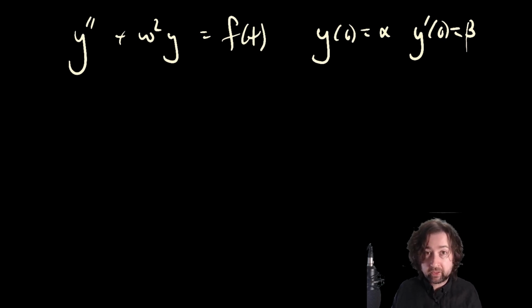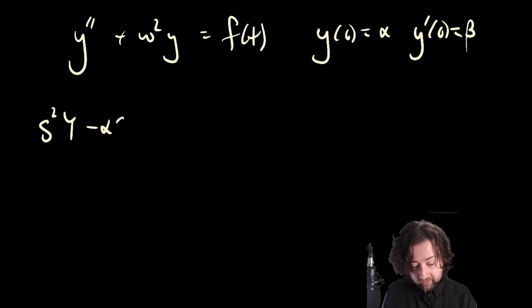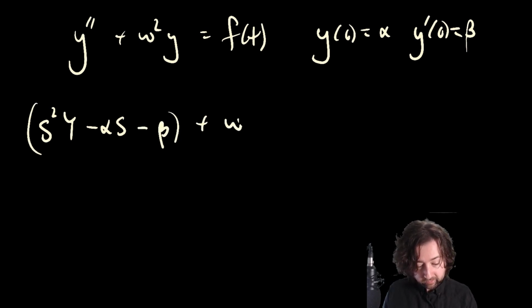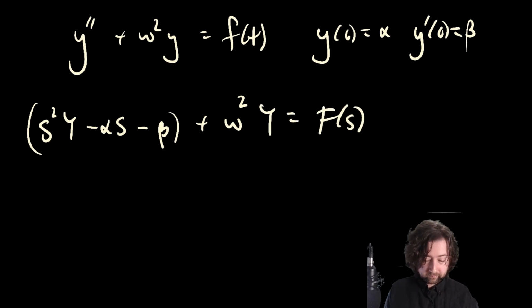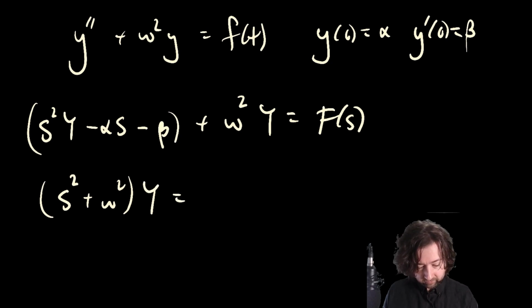Well, I can use the Laplace transform to do it. If I Laplace transform this, which is completely legitimate to do, I'm going to get s squared Y minus alpha s minus beta plus omega squared capital Y is equal to capital F of s. After I factor everything out, I get (s squared plus omega squared) Y is equal to alpha s plus beta plus F of s.